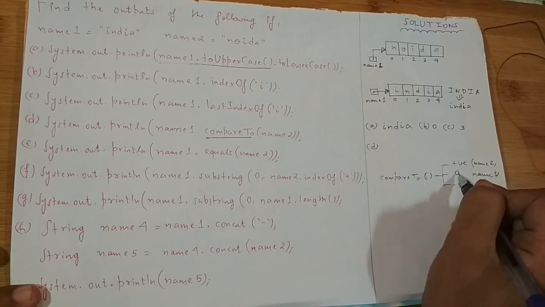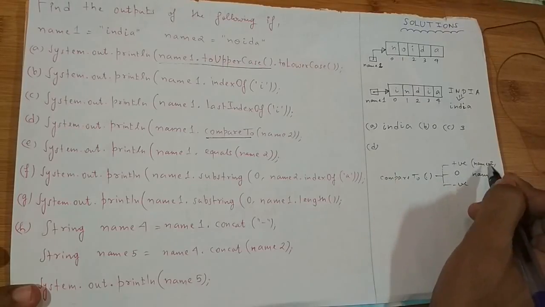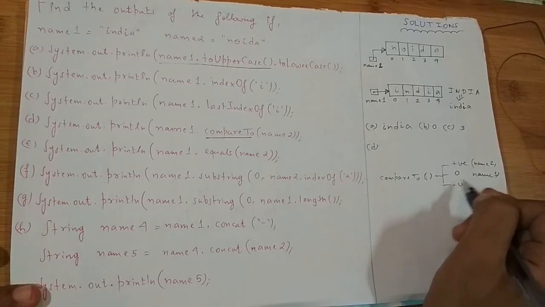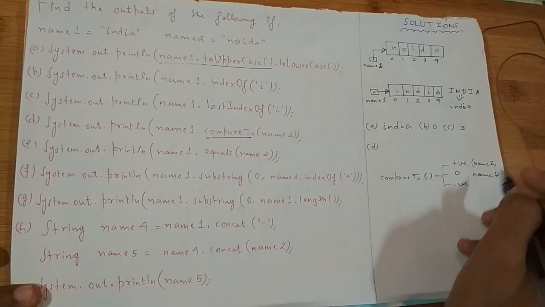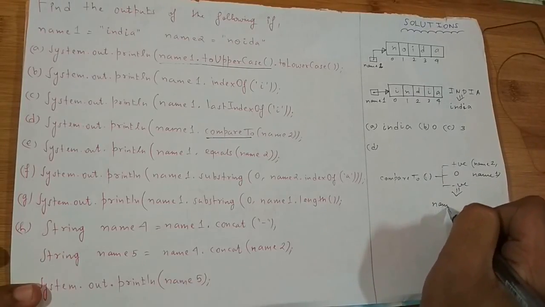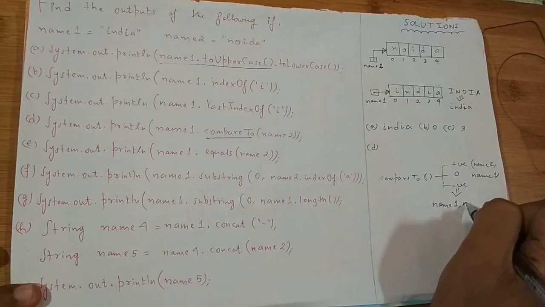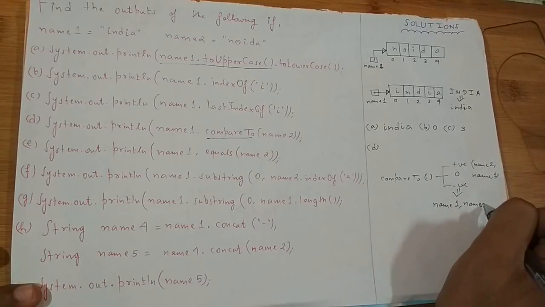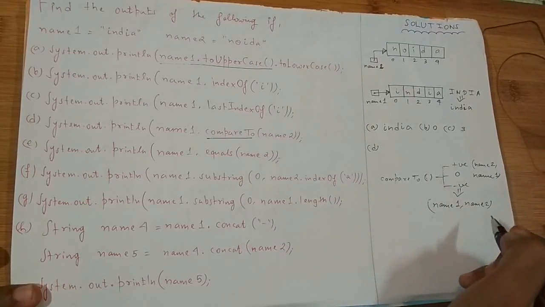What happens if I get a 0? If I get a 0, then these two strings are equal. And what happens if I get a negative value? If I get a negative value, then it implies that name1 comes before name2 in dictionary order.